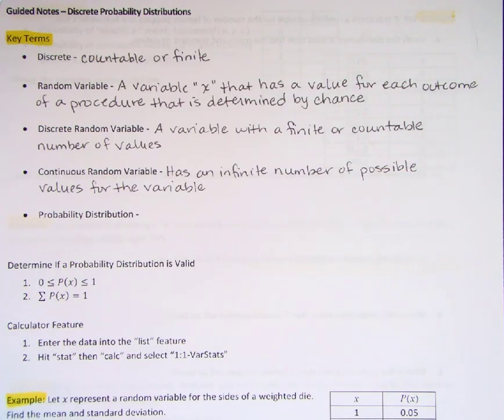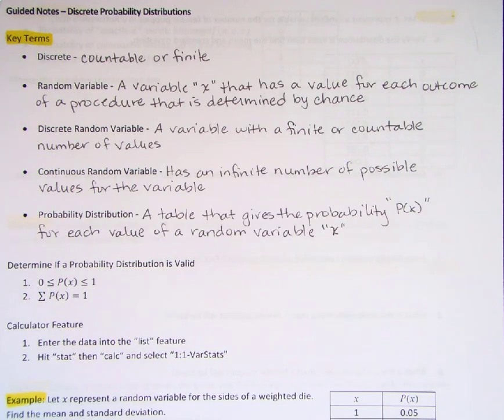A probability distribution that we're going to be working with is a table that yields the probability for each of the random variable x's in our scenario. To be able to do all of the work with our calculator feature and all the formulas that we're going to use, we first need to be able to determine if a probability distribution is even valid.